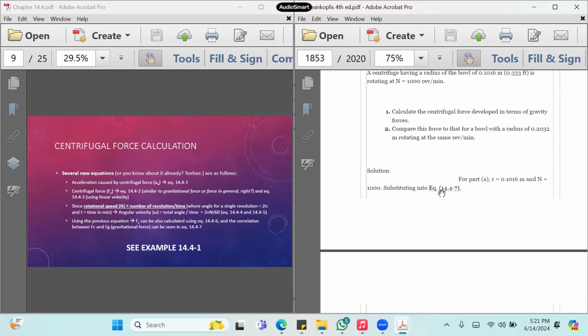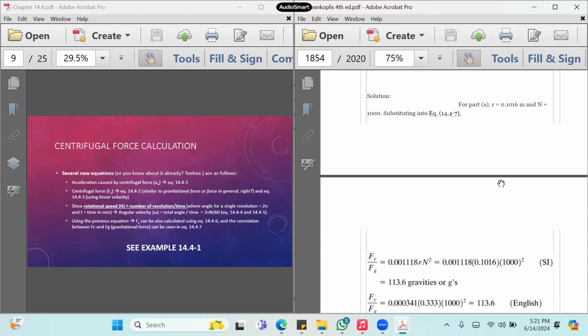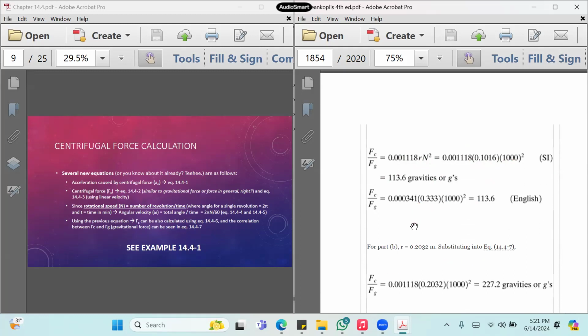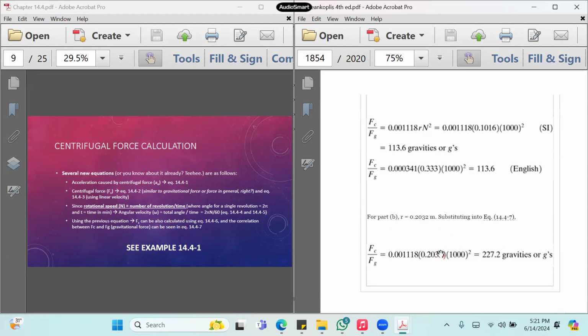For the solution, we can just use equation 7, because it's the calculation for the comparison between Fc and Fg. So this is the equation. Then we can just put the radius and n into the equation. Then we get that the centrifugal force as compared to the gravitational force is 113.6 times higher. As well for part B, only the radius is changed, the RPM is still the same, and it turns out that Fc over Fg is 227.2.